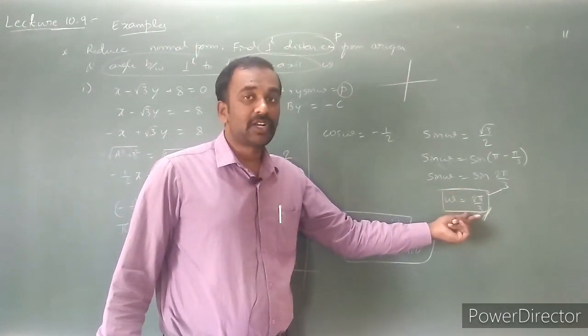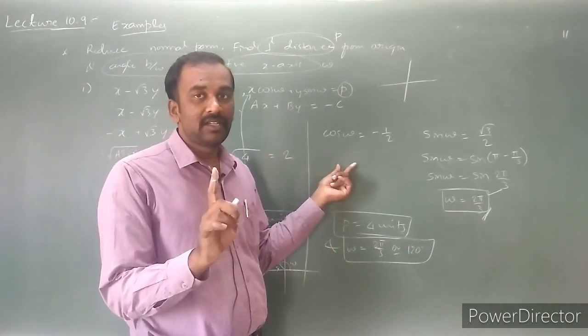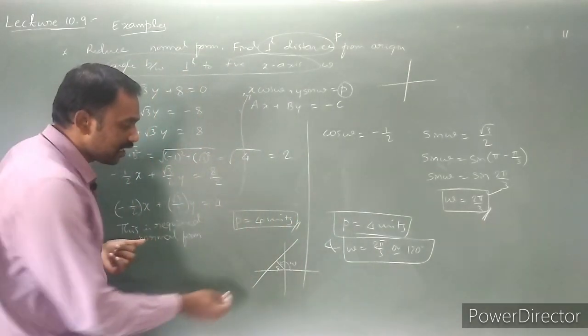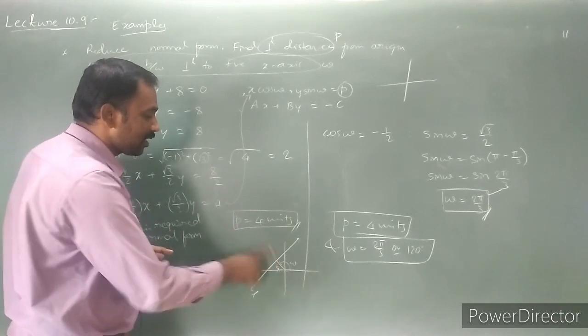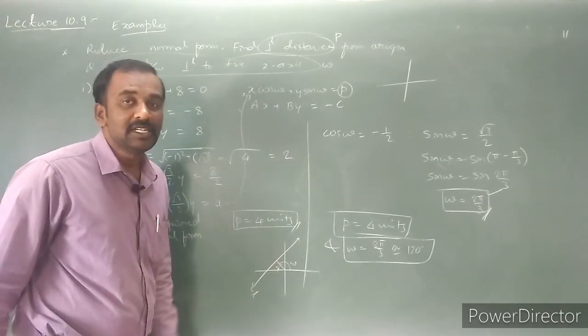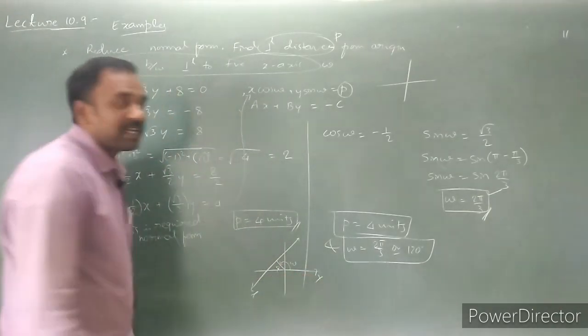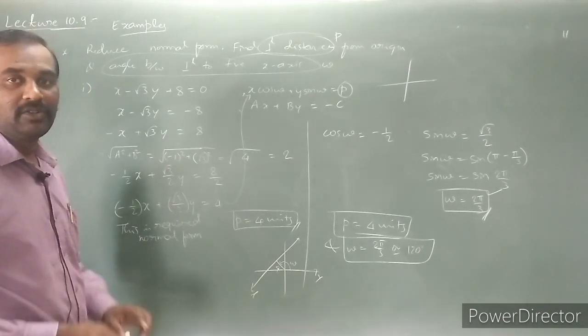This is one. First quadrant, second quadrant angle is not needed, because only a single line is there. For that, only one omega is there. The angle between the normal and the positive direction of the x-axis. This is what we need to solve.